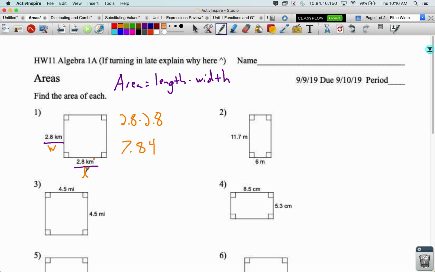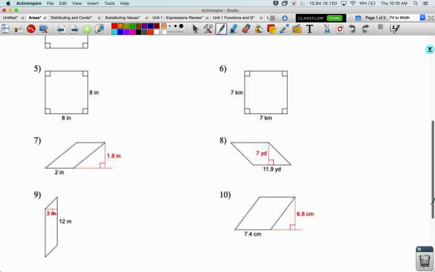All right, then we need a unit. We look at the units that are given here. They're both kilometers, so we're going to switch this to kilometers squared. Since it's an area, the unit is always squared. It gets this little 2. All right, so 7.84 kilometers squared. That's going to work for all of these rectangles.